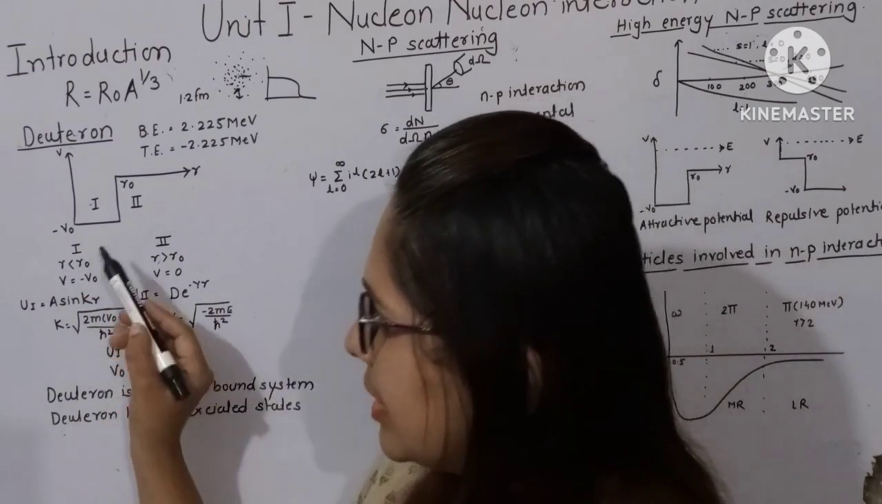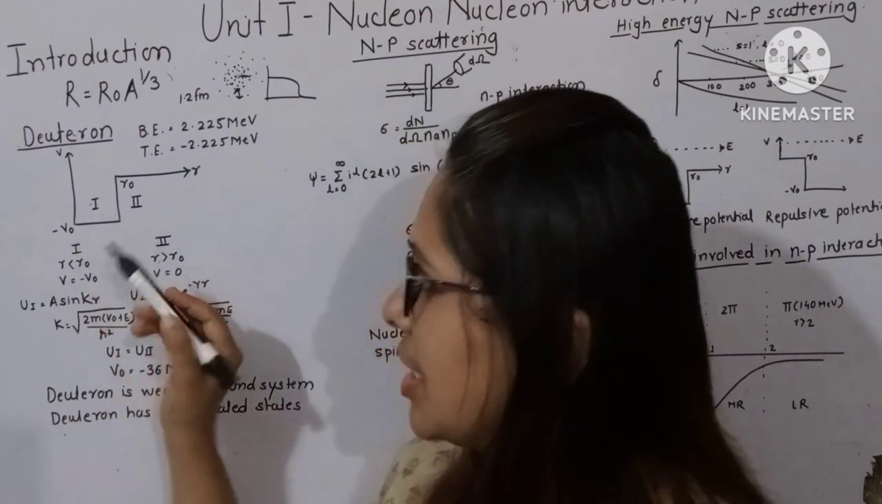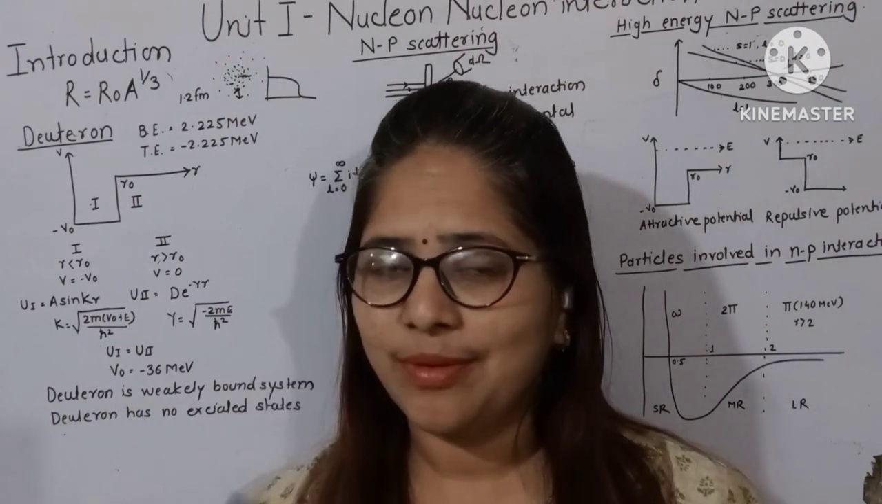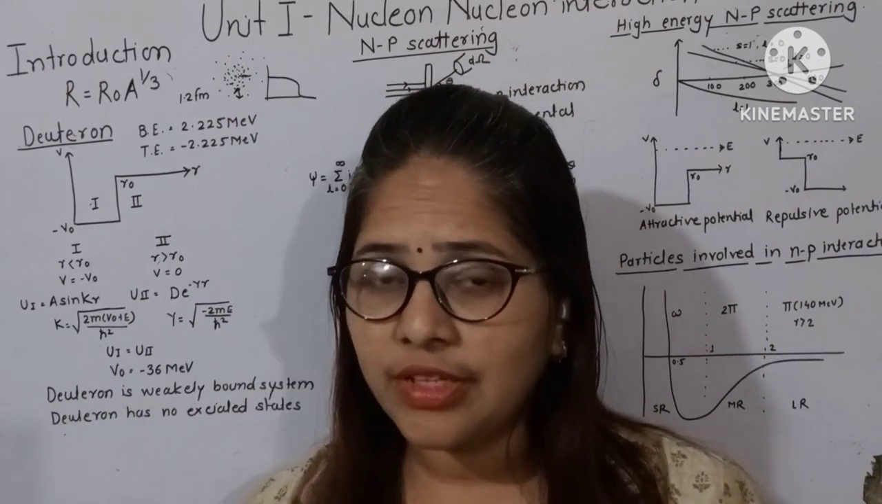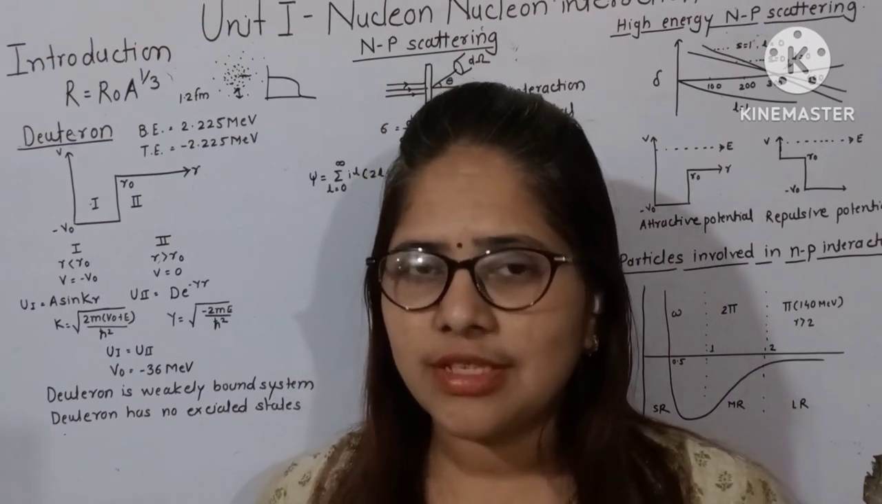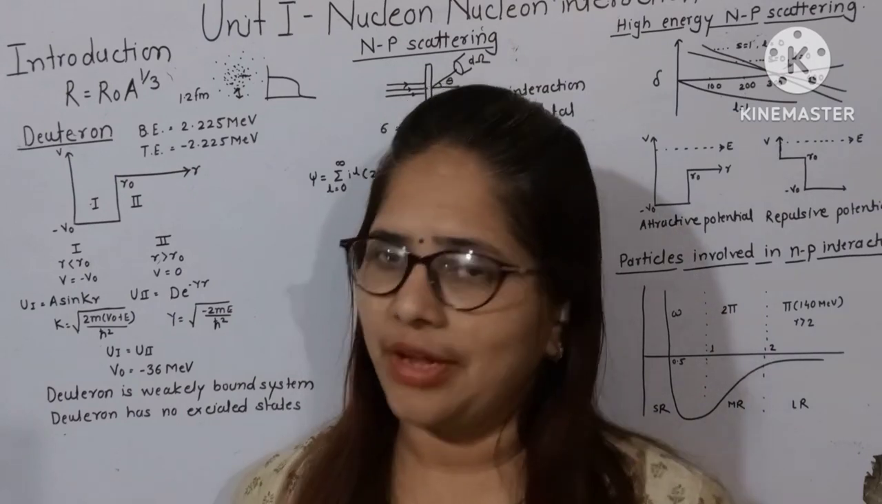Okay, now see here, I have written the conditions. We have divided it into two parts. So R naught is the boundary. If the distance is less than R naught, there is an interaction. If the distance is greater than R naught, there is no interaction.